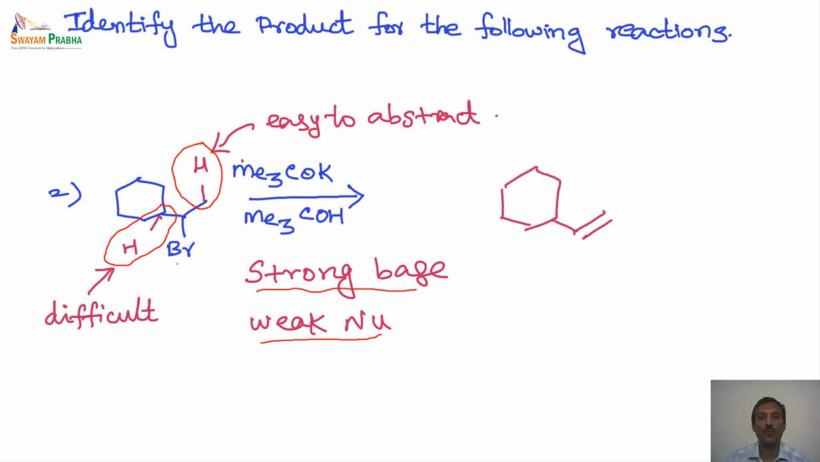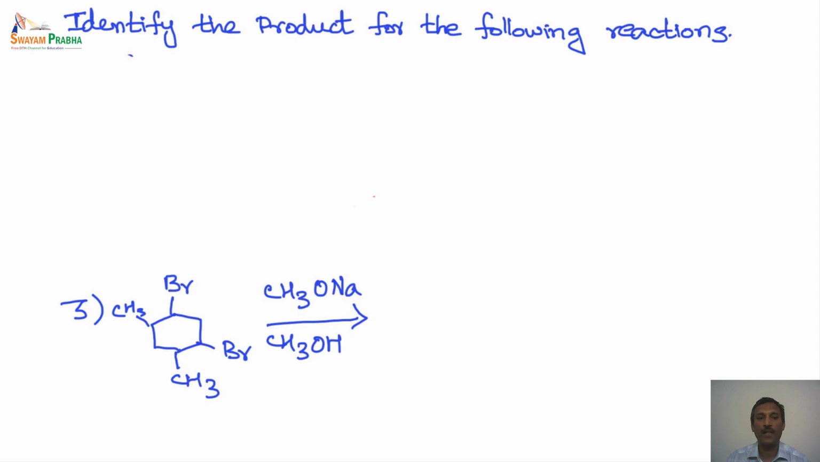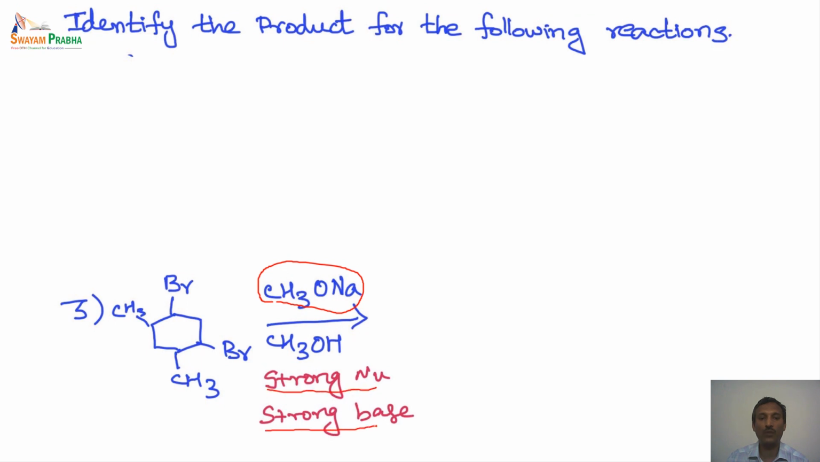So that means the product formed is the external alkene. So this is the product that will be formed in this particular reaction. And when we talk about the third example, here we have sodium methoxide, which is both a strong nucleophile as well as a strong base. So this can undergo both substitution and elimination, and let us see which one happens.